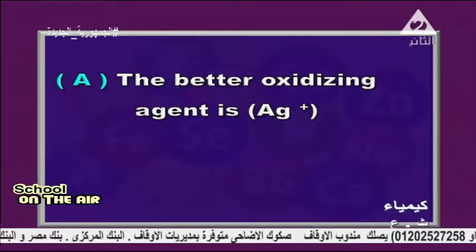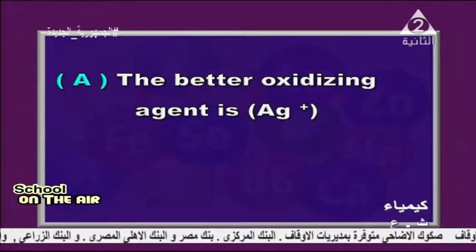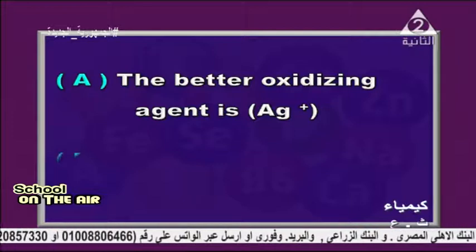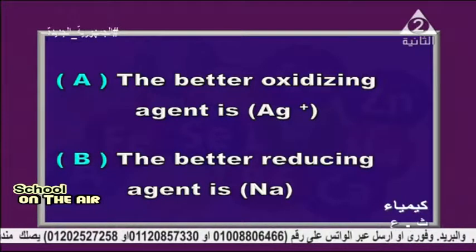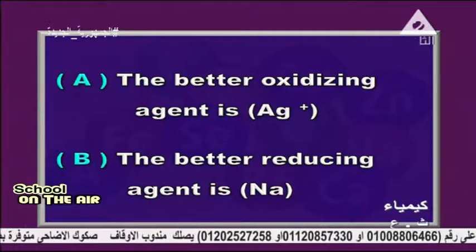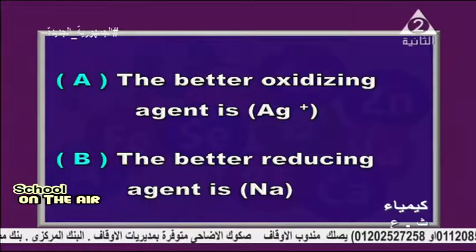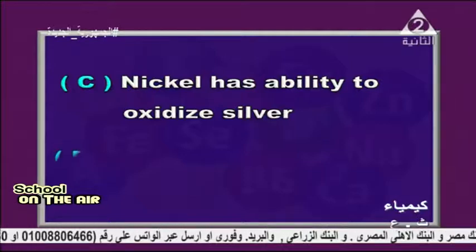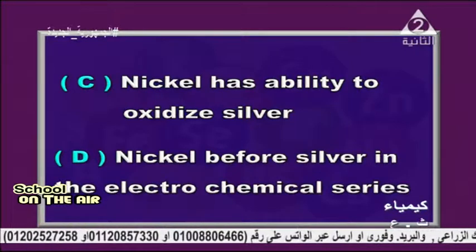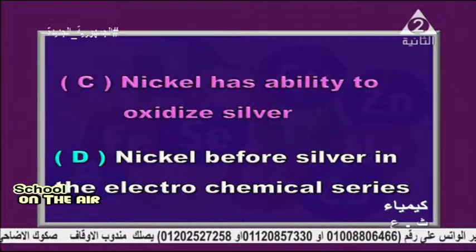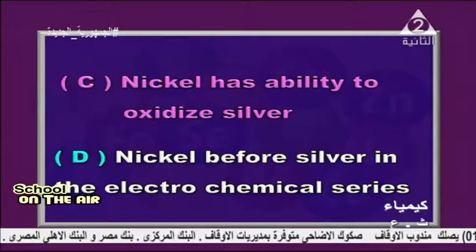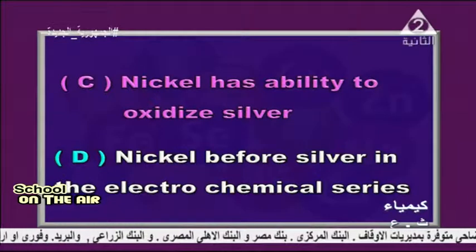The best oxidizing agent is silver, which is right as the reduction potential of silver is higher. The best reducing agent is sodium. This is right also as sodium has higher oxidation potential. Nickel has the ability to oxidize silver here, and nickel is before silver in the electrochemical series. We find the answer is number C, as silver has the ability to oxidize nickel, not the reverse.